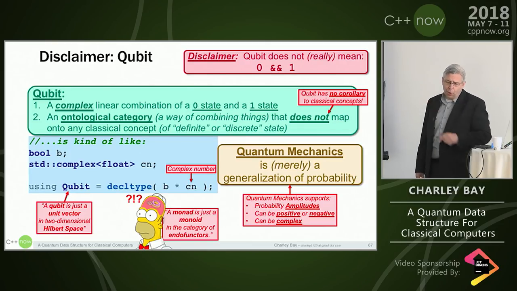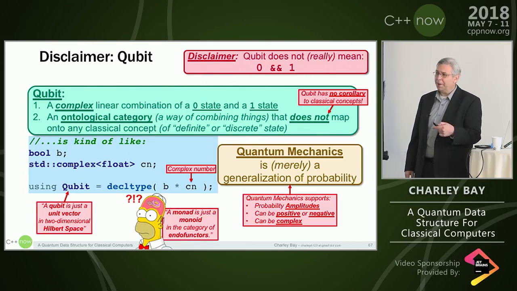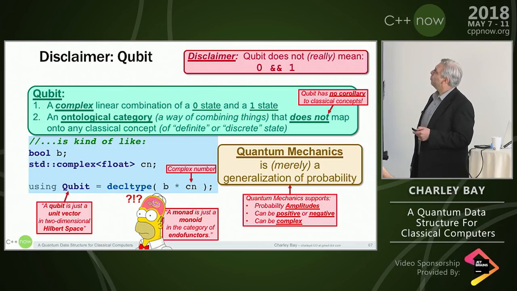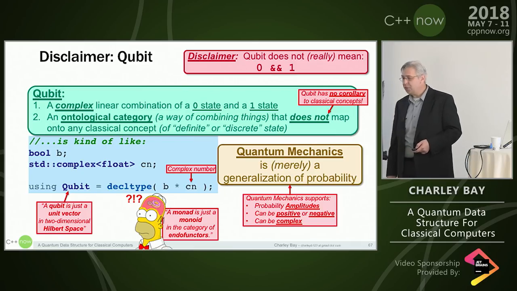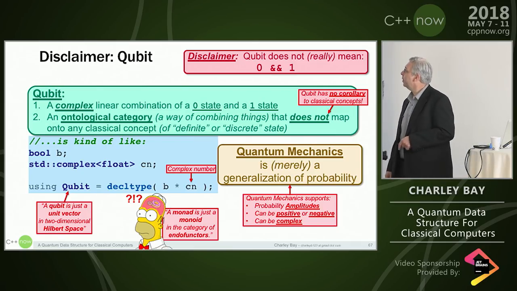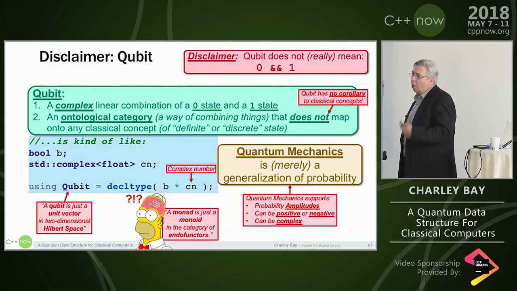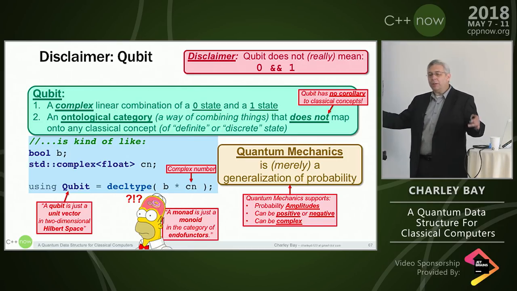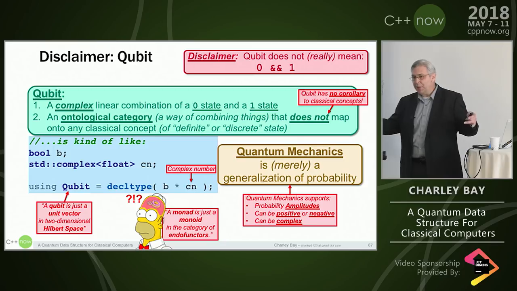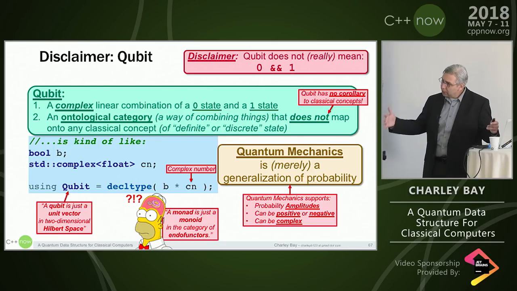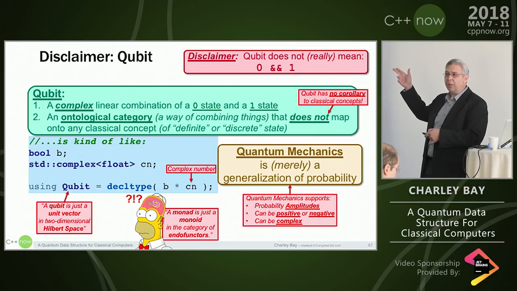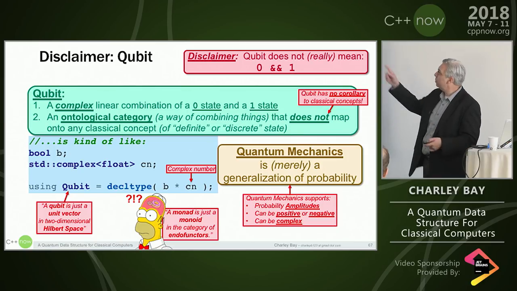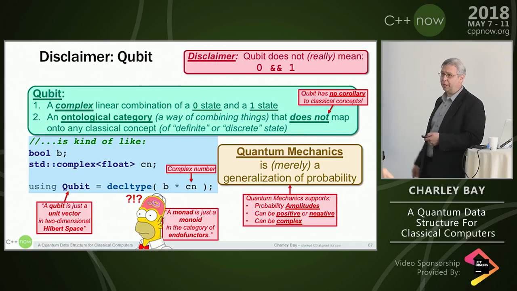And then this is one of the things that some people are very feisty about, where a qubit is not zero and one. A qubit is a complex linear combination of a zero state and a one state. So it's also, second definition, an ontological category. A qubit is an ontological category. It's a way of classifying things. There's no corollary there with our classical system, so that's going to be an issue. We're going to start doing and thinking about things where we don't have a classical corollary. That's going to be the superposition thing. It doesn't map directly to anything classical.